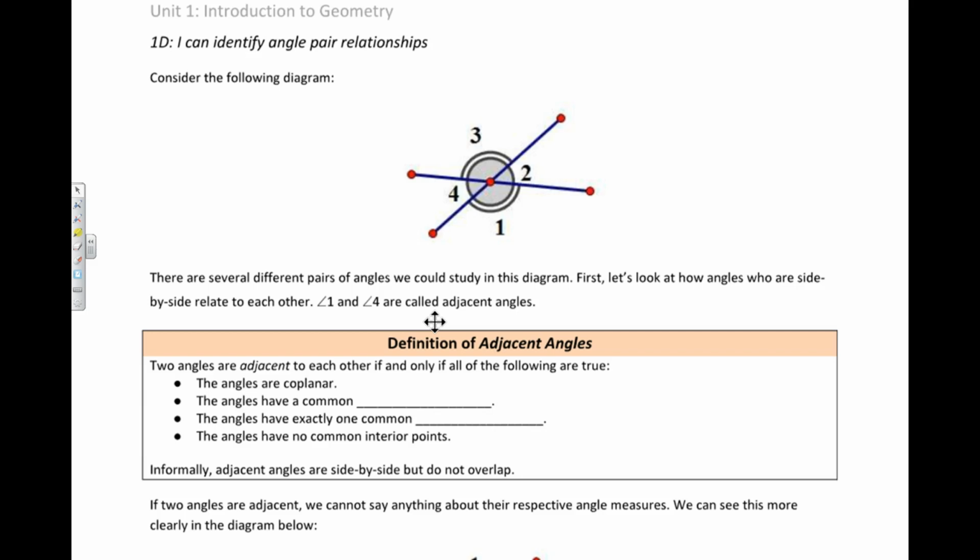So this diagram up here actually has 4 pairs of adjacent angles. And adjacent simply means that they are coplanar, they have a common vertex, they have exactly one common side, and they have no common interior points. So informally, we say that adjacent angles are side by side but don't overlap. For example, angle 1 and angle 4 are adjacent angles because they're side by side, they don't overlap, they share a vertex, they share a side.